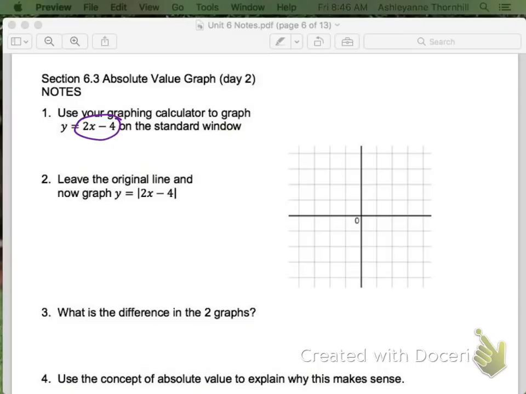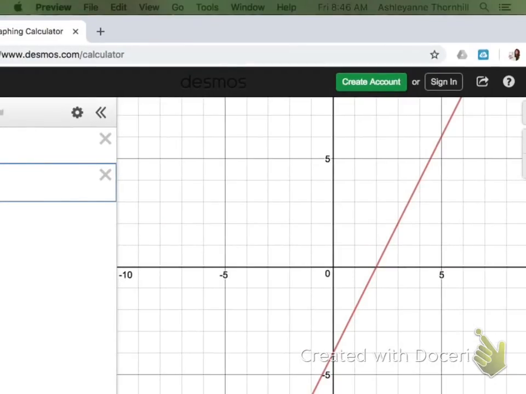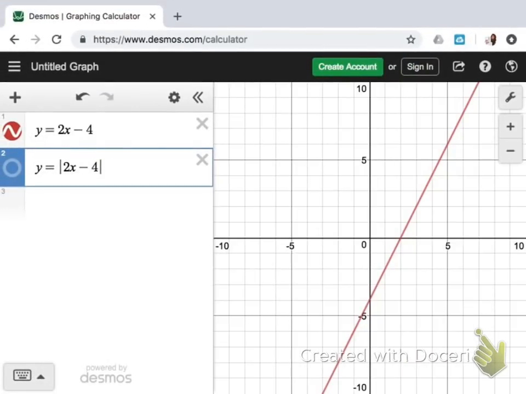So I want you to see the calculator. I want you to look at it. I'm going to go ahead and pull it up on Doceri for you, just to show you what that looks like. So here is the graph, y equals 2x minus 4, just a line. Now the second part, number 2, it says leave the original line and graph y equals the absolute value of 2x minus 4, and then look at the differences between the two.